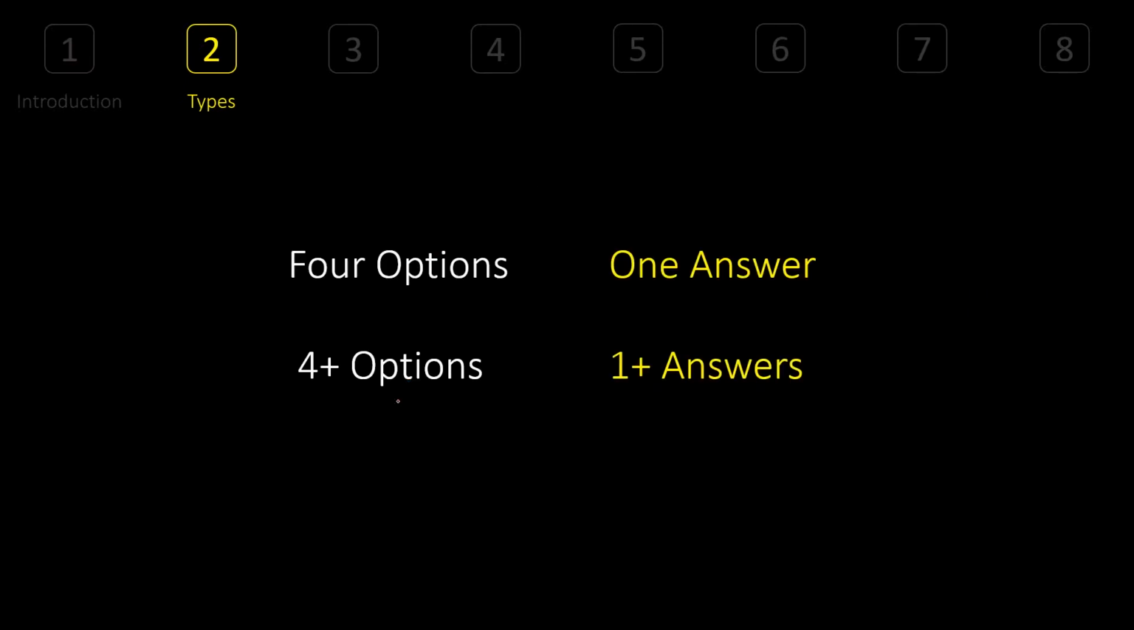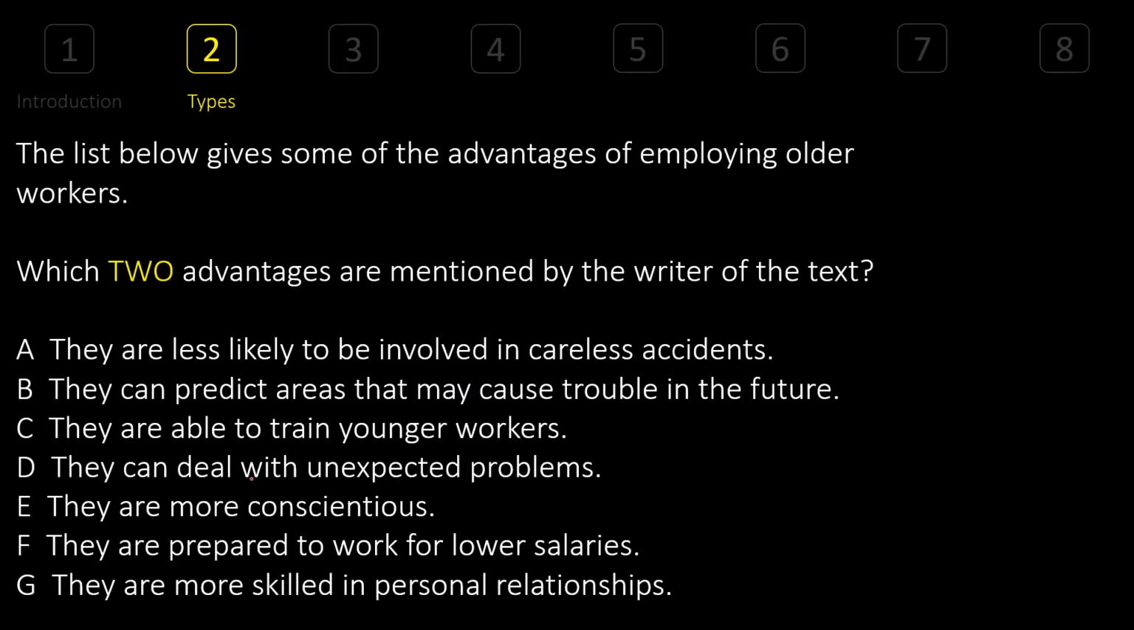Next one is when we have 4 plus options and 1 plus answer. That means at least 2 answers or more, and at least 5 options or more. So it could be 7 options, as we can see in this example, and we need 2 answers. Here for this example we have a question: which 2 advantages are maintained by the writer of the text? Now you have to look for the 2 advantages. I hope I'm clear about this.